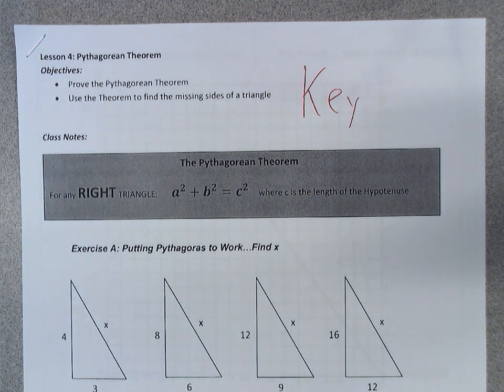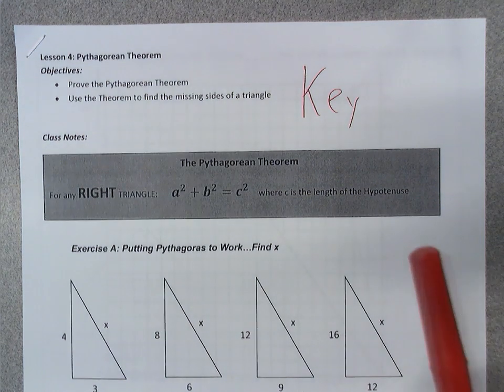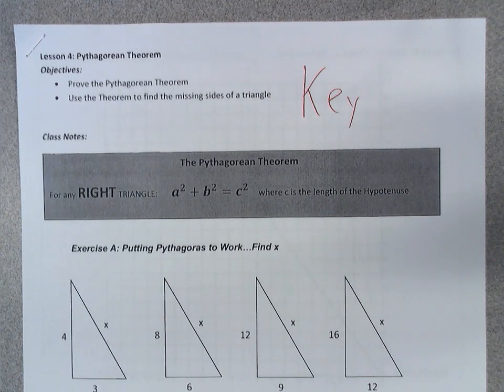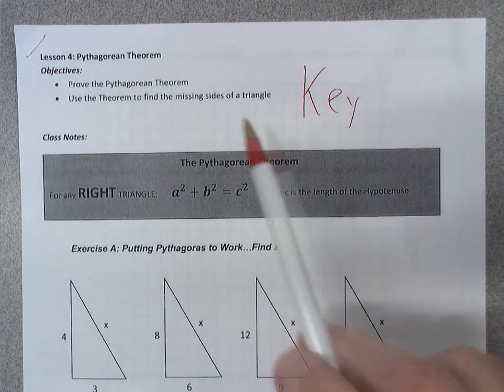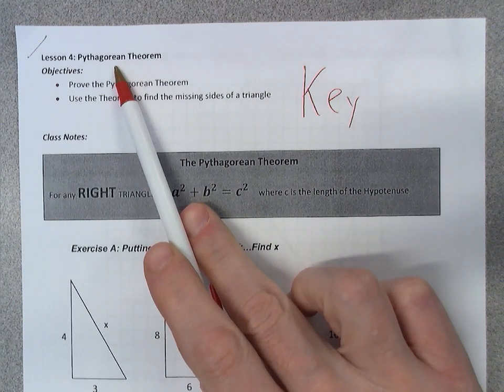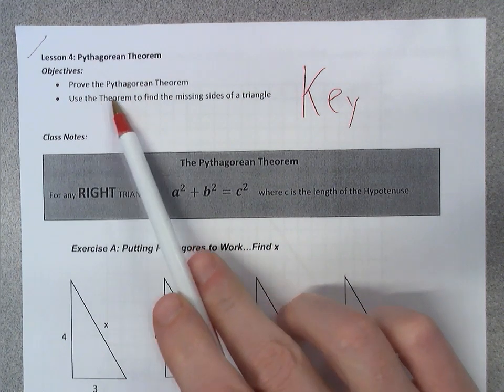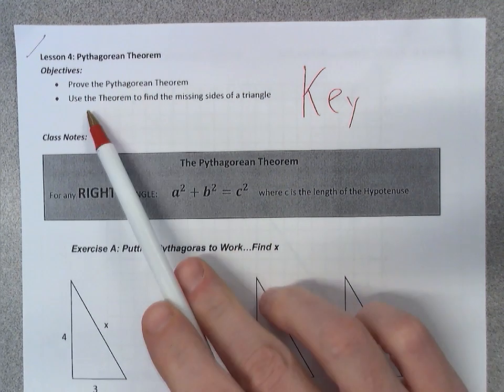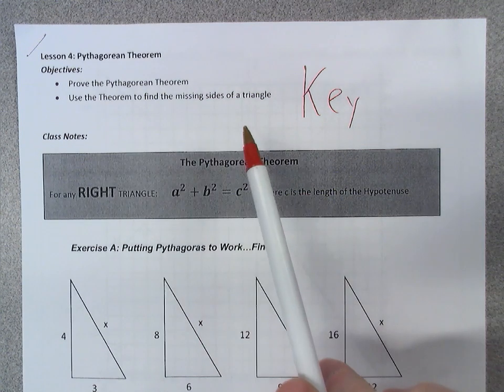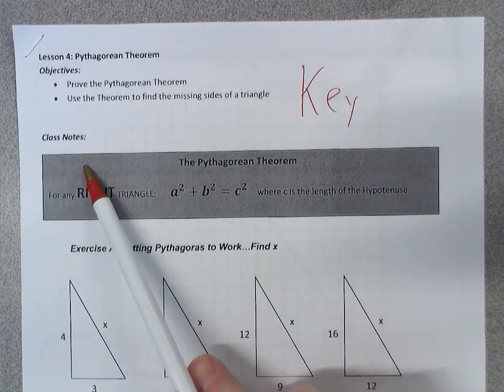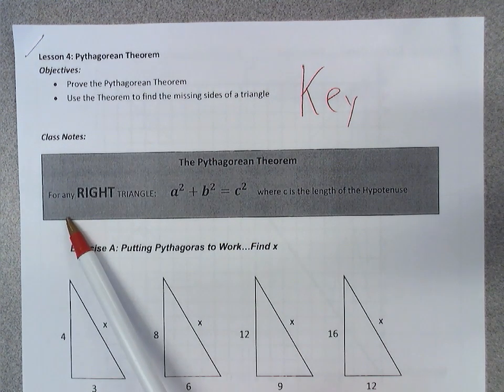All right, welcome everybody. This is part one of lesson 4 in our geometry unit. Today we are going to be working with the Pythagorean theorem. So our objectives are to prove the Pythagorean theorem and then use the theorem to find the missing sides of a triangle. So we're starting out with some real simple class notes.